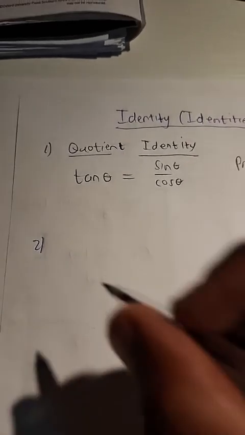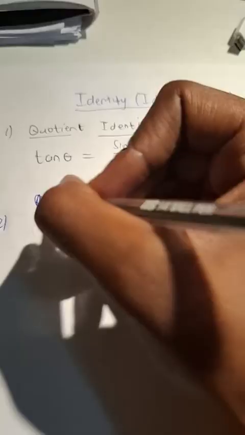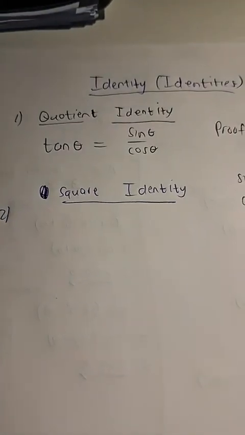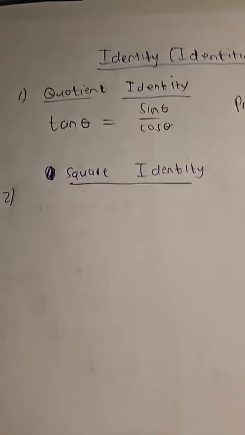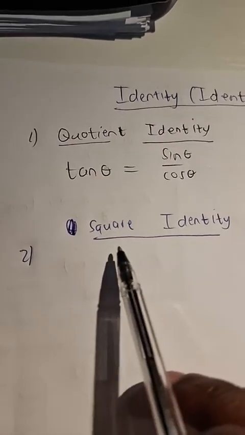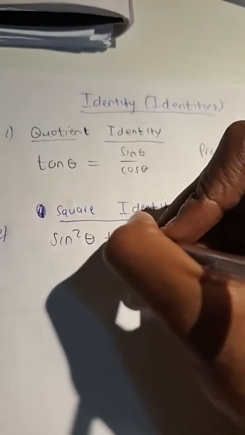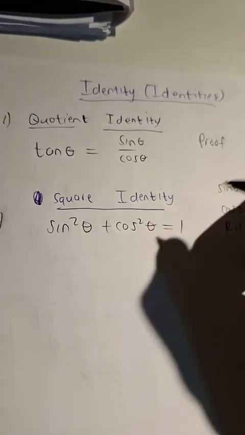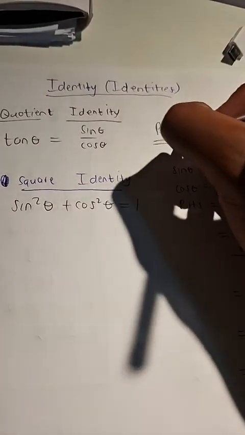Then number 2, let's look at the second identity, the trig identity. It's called the square identity. Square identity. The square identity is this one. Sine squared theta plus cos squared theta is equal to 1. In the same vein, there is a proof for this thing.